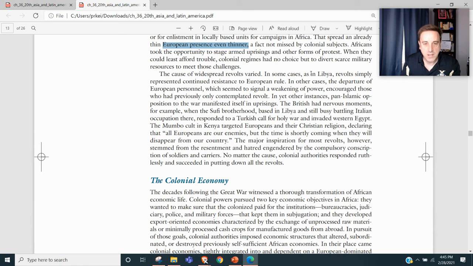So we see them happening here in Libya. We see them happening in Kenya and throughout. And we'll get more into that in a future subheading.